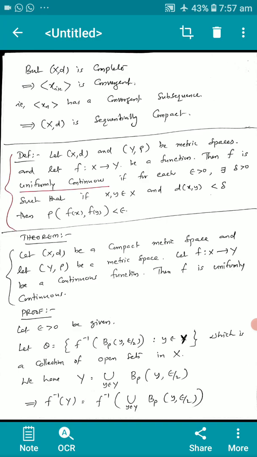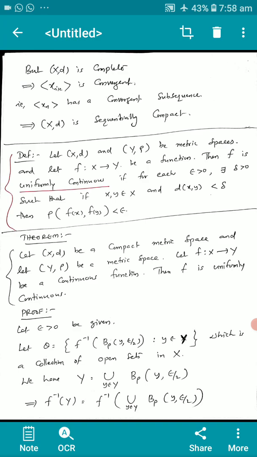Next definition is about uniformly continuous functions. Let (X, d) and (Y, rho) be metric spaces, and let f from X to Y be a function. Then f is uniformly continuous if for each epsilon greater than 0 there exists delta greater than 0 such that if x and y are elements of X and d(x, y) less than delta, then rho(f(x), f(y)) is less than epsilon.